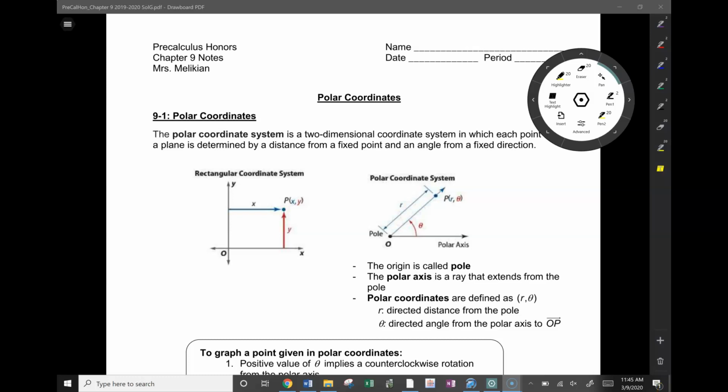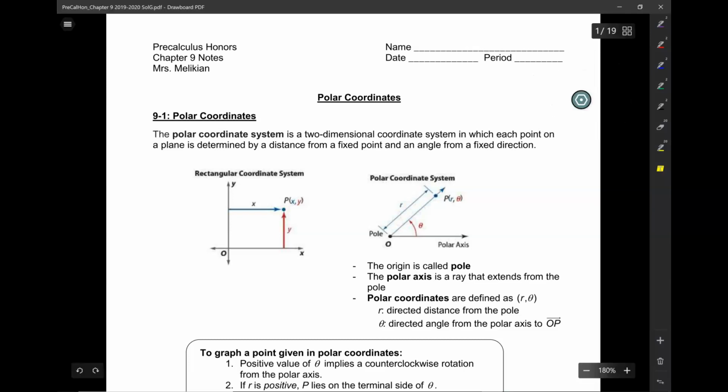Chapter 9 talks about polar coordinates. Your entire life, you have been graphing functions and points and coordinates on the x-axis and the y-axis, right? Now, that's not the only set of axes out there in the universe, all right?